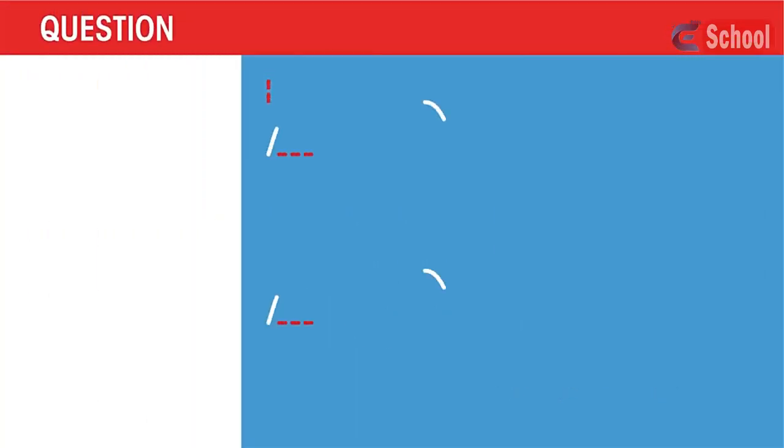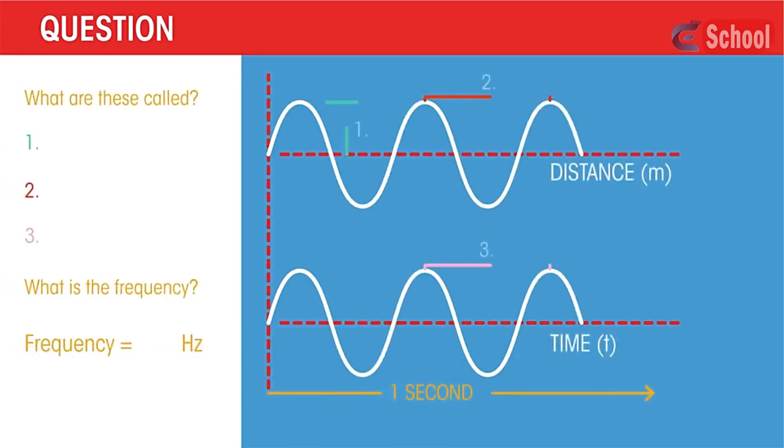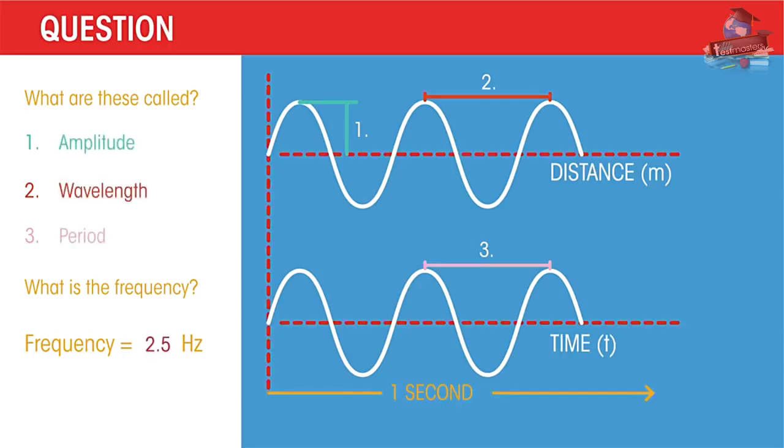Can you add the labels to these waves and work out the frequency? Notice that the top one is distance and the bottom one is time. Pause the video, work it out and click play when you're ready. Did you get them right?